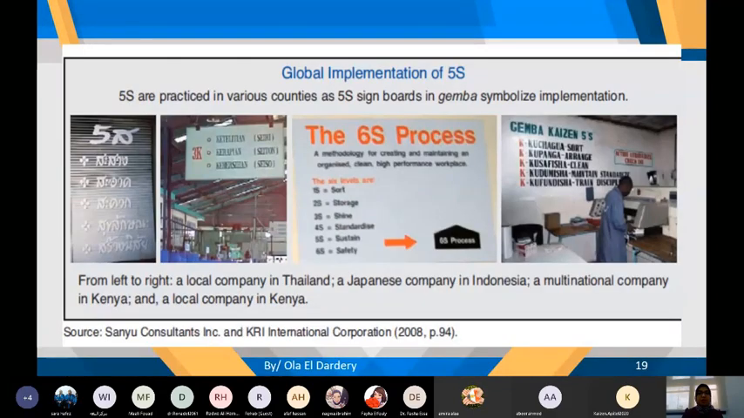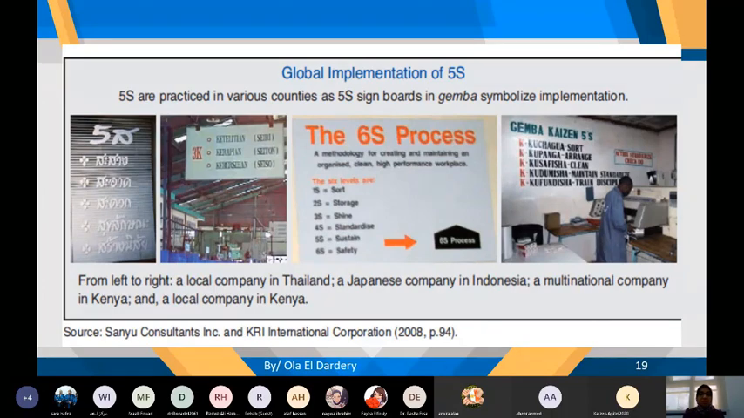Right. So here, as we can see, the global implementation of 5S in more than one country. We have a local company in Thailand, a Japanese company in Indonesia, a multinational company in Kenya, and then a local company in Kenya. This is how they write it. They write Gimpa, Kaizen Gimpa, as we said, this is work floor. They write Gimpa, Kaizen 5S, and then they start putting them together. What they are going to do is sort, arrange, clean, maintain, and so on.